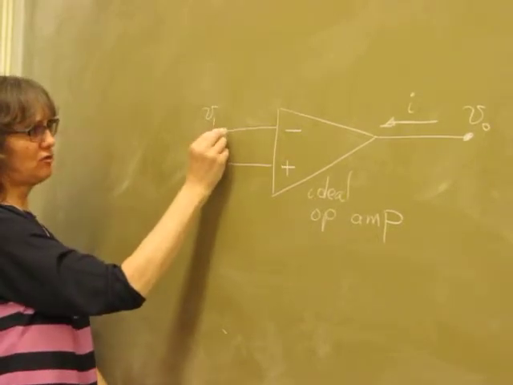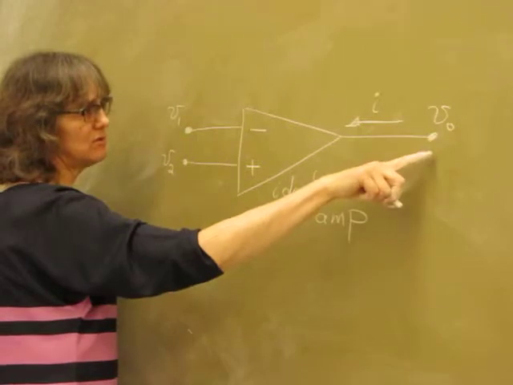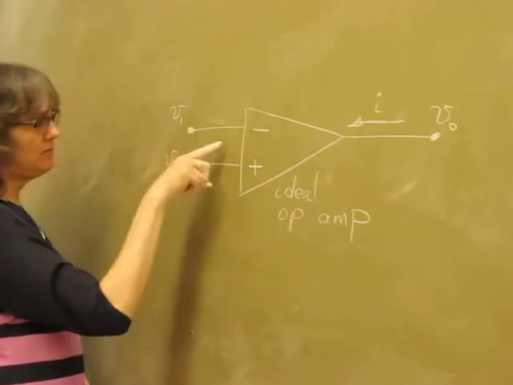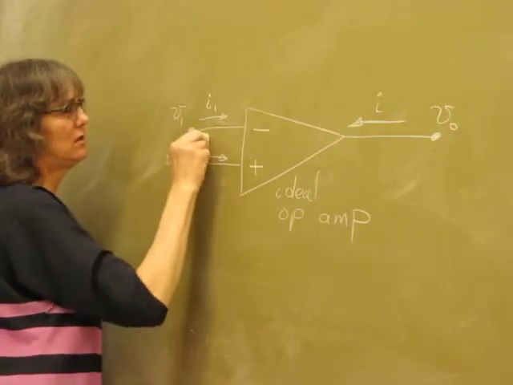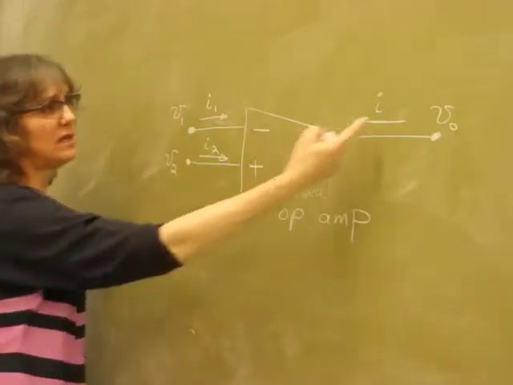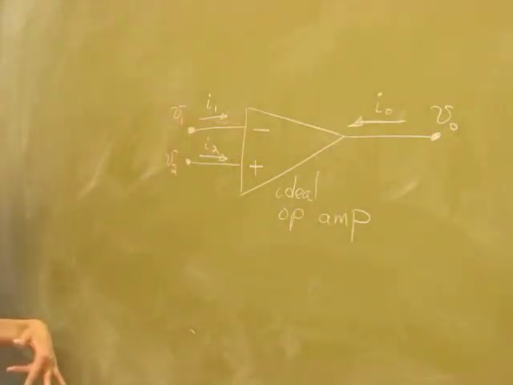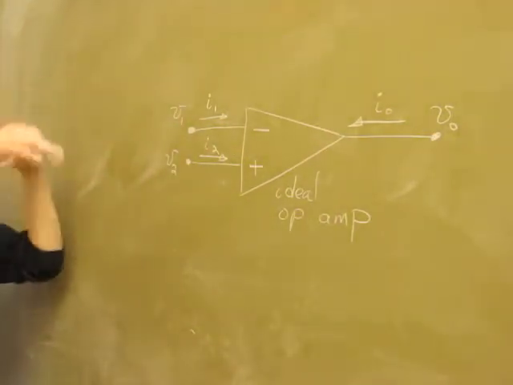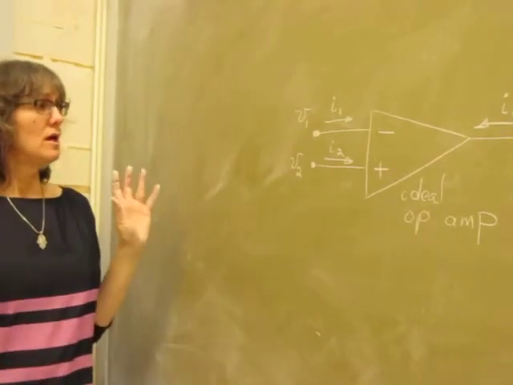You've got really 3 terminals, V1, V2, and V0. So V0 is considered the output terminal. V1 is the input, and there sometimes is shown a current going into it, I1, I2, and then the current going into the op amp from the output is labeled I0. So this is connected somewhere else in a circuit. A lot of other things might be going on.